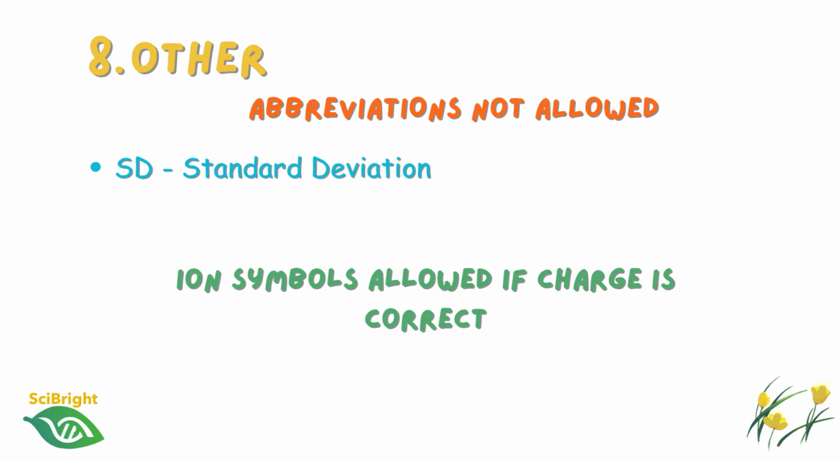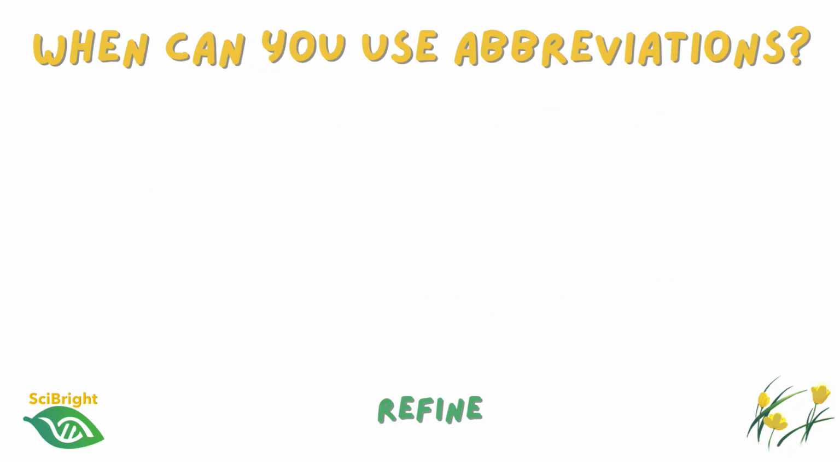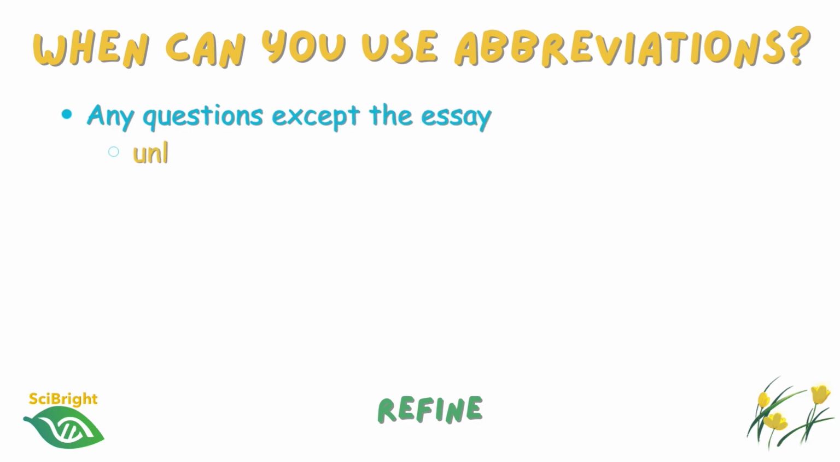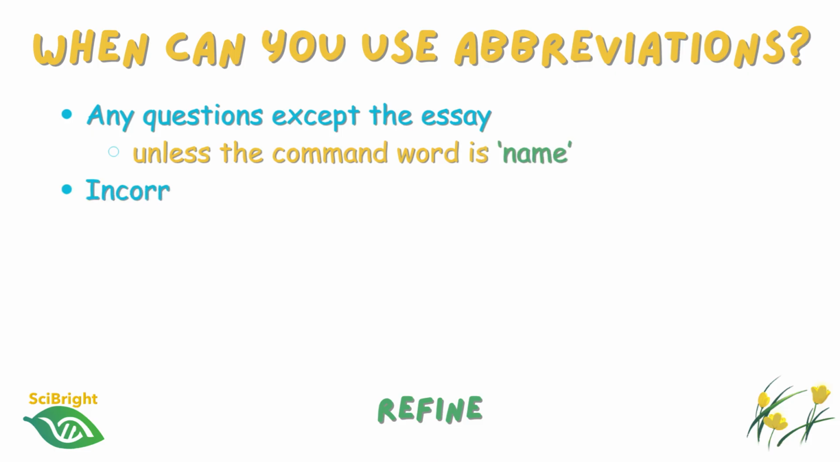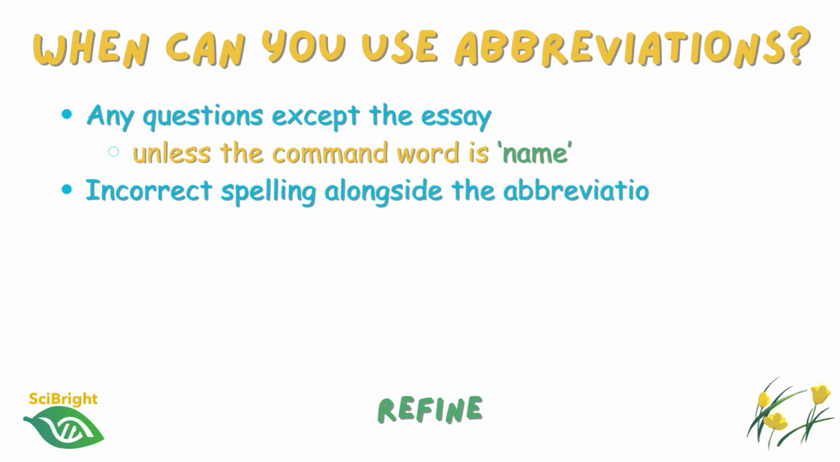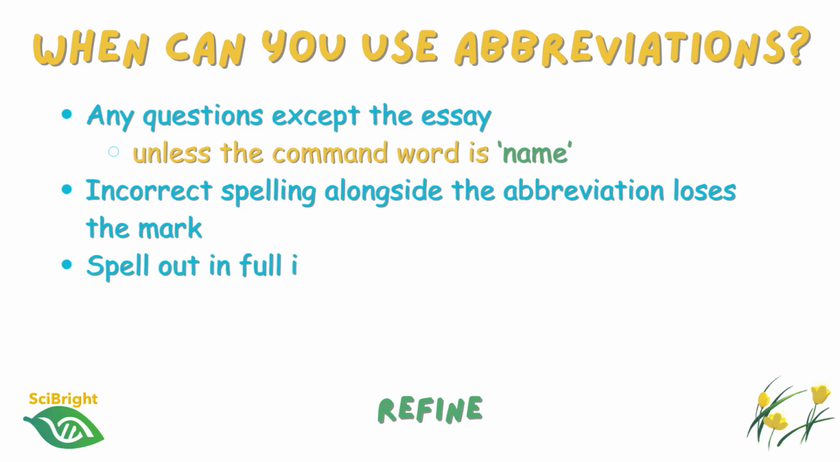And lastly, the symbols for ions, for example Na plus or Ca2 plus, are accepted, but the charge must be correct. So now we've seen which abbreviations we're allowed, let's look at when we're allowed to use them. You're allowed to use them without writing the term out in full when answering general questions on papers 1, 2 and 3 that are not the synoptic essay. However, if your answer contains an accepted abbreviation from the list, but then you also name it in full incorrectly, then the abbreviation will not be accepted.